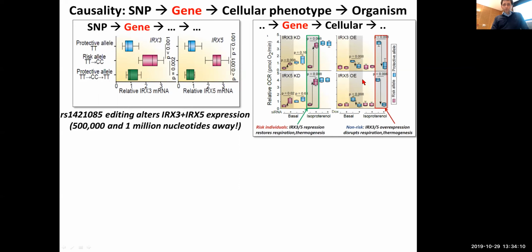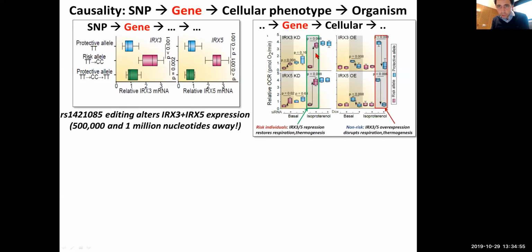So moreover, we can basically ask, what is the effect of the gene alteration onto the cellular phenotype? Basically, for each of those, we're testing this model of causality of the SNP altering the gene, altering the cellular phenotypes, altering the organismal phenotypes. And we can ask about this part here of the SNP to gene arrow. We can ask about the gene to cellular phenotype arrow. And doing that, we basically see that if we overexpress IRX3 or IRX5, we see this dramatic change in thermogenesis.